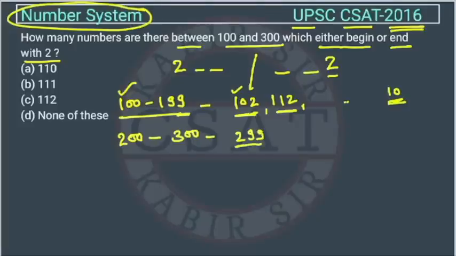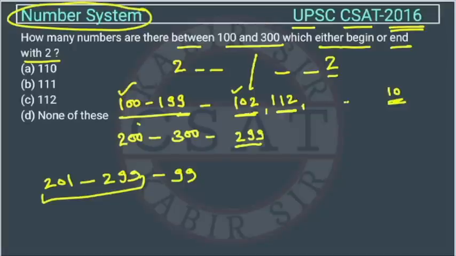So how many numbers? From 201 to 299, how many numbers are there in between? So there are a total of 99 numbers, right? And one number is starting with 200. So total 100 numbers, right? So in this one we will have 100 numbers which will begin with 2.